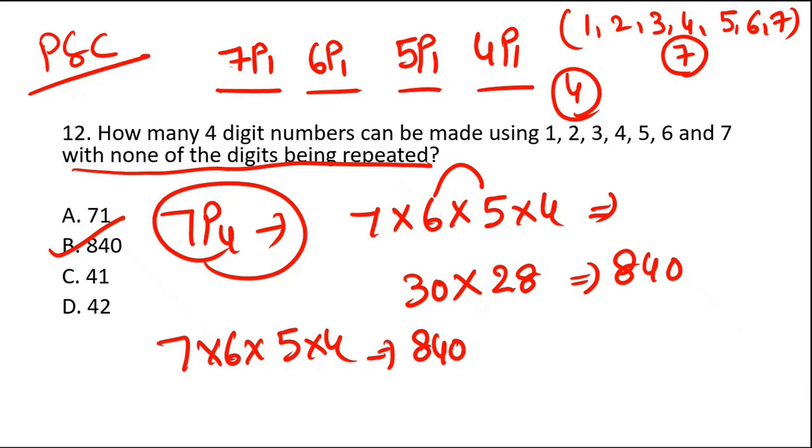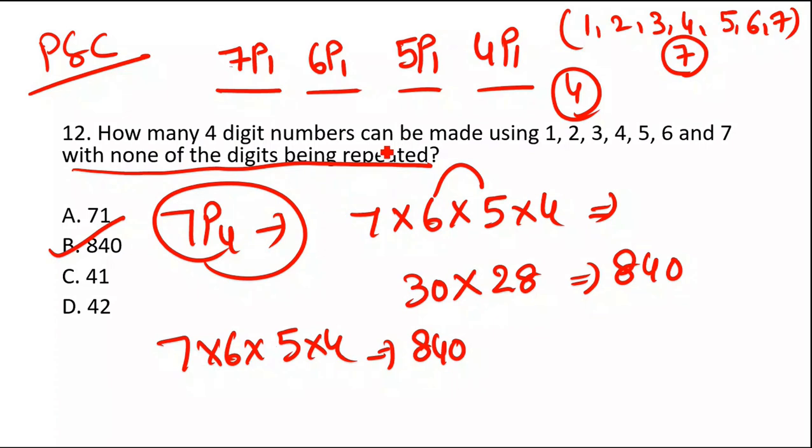So when none of the digits are being repeated, you have to do the calculation like this, taking the respective number in each place. First place, how many are available? You have to take all the numbers for the first place. Next place, reduce one chance. Next place, reduce one more chance. Next place, reduce one more chance. So you have to limit one chance for each position going on in the next places: 7p1, 6p1, 5p1, 4p1. Likewise, you solve the question and the answer is 840.